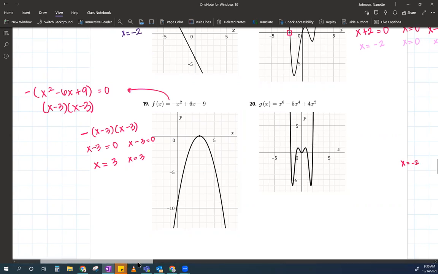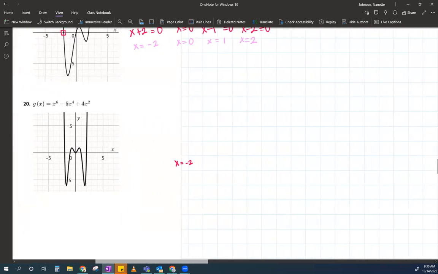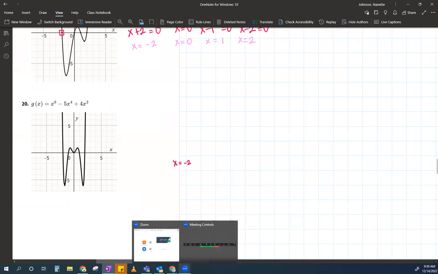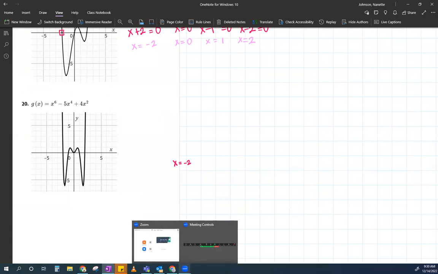Let me scoot my paper over here. Okay, so x is equal to -2. I get x is equal to -1. I get x is equal to 0. X is equal to 0. Ms. Johnson, why did you write it twice? Again, because I want it to get up to the 6th, I've got to write all 6 roots out individually. X is equal to 1 and x is equal to 2.